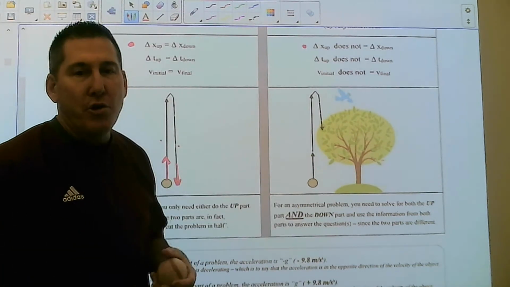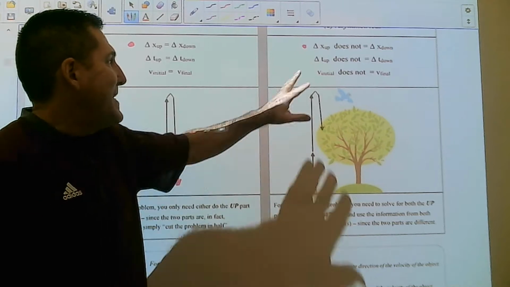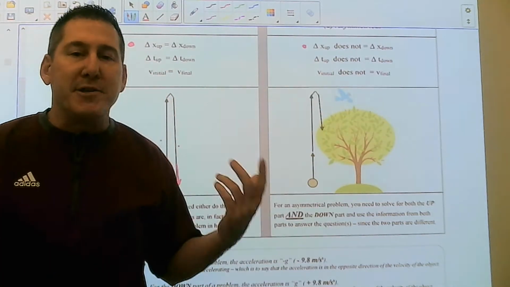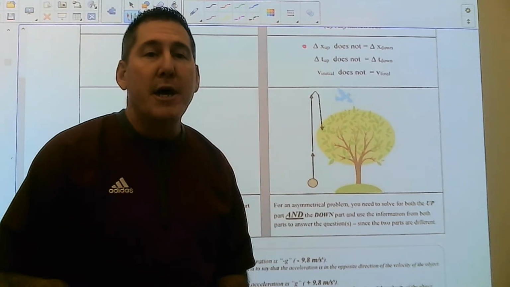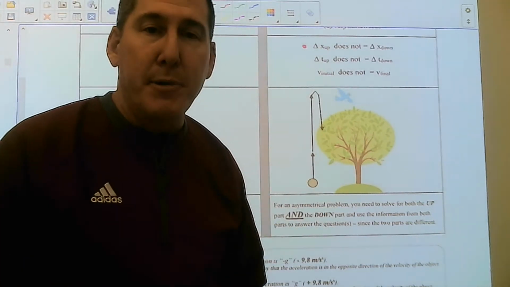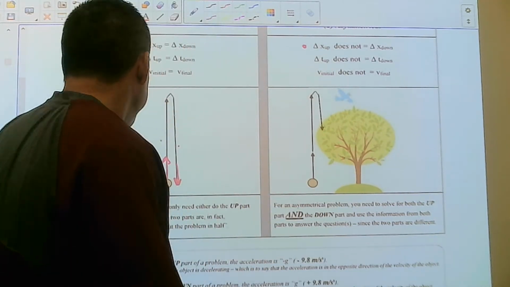For the asymmetrical, those things aren't true. None of those things are equal, and that's what makes it a little bit more challenging. And again, we're not going to worry about doing those problems, but we'll have a video on it on Buzz for those that are interested.